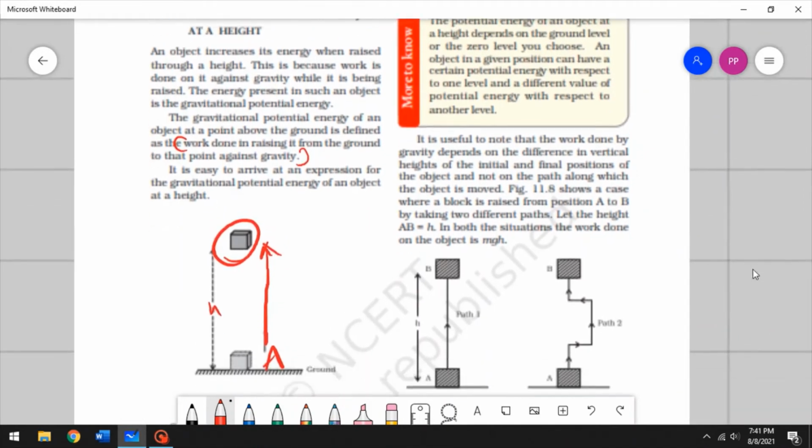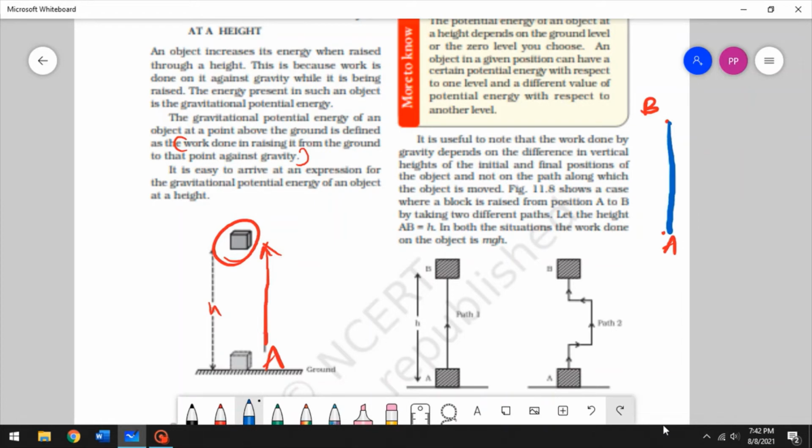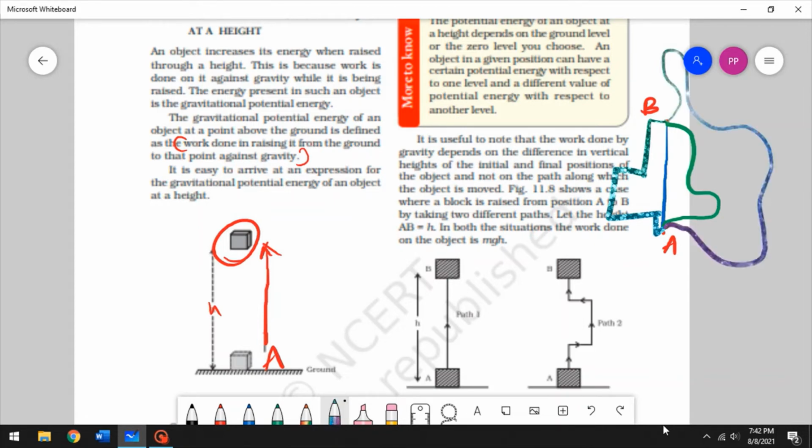Alright, so it is useful to note that the work done by gravity depends on the difference in vertical heights of the initial and final position, and it doesn't depend on the path taken by the object. So if this is point A and this is point B, it doesn't matter whether the object moves on a straight line, that's not straight, but let's assume that's straight, or whether it moves like that, or whether it moves like this. Alright, it doesn't depend on anything. It doesn't depend on the path. It doesn't depend whether the object travels like that, although it's highly unlikely for the object to travel like that.